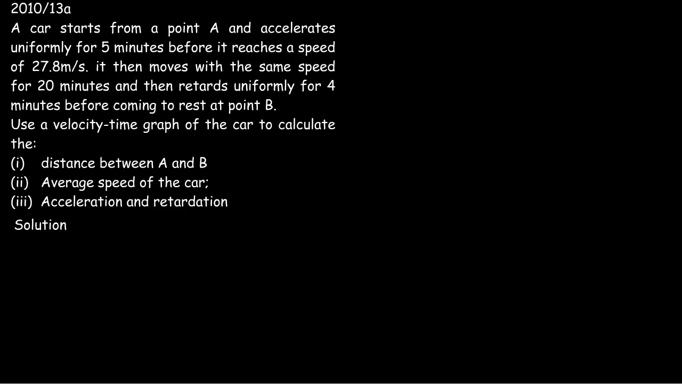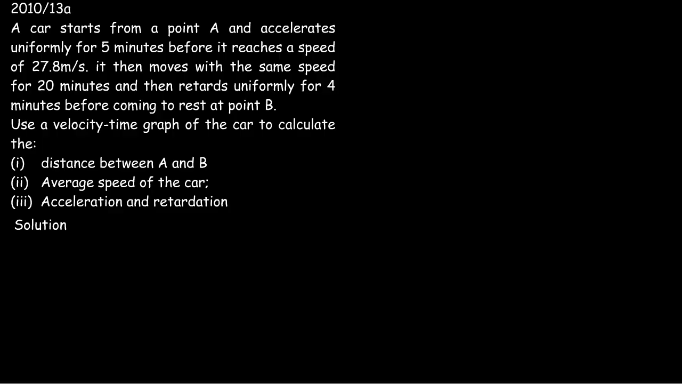We have a question from WAEC 2010 that states that a car starts from a point A and accelerates uniformly for 5 minutes before it reaches a speed of 27.8 meters per second. It then moves with the same speed for 20 minutes and then retards uniformly for 4 minutes before coming to rest at point B. Use a velocity time graph of the car to calculate: Roman figure 1, the distance between A and B; Roman figure 2, the average speed of the car; and Roman figure 3, the acceleration and retardation.